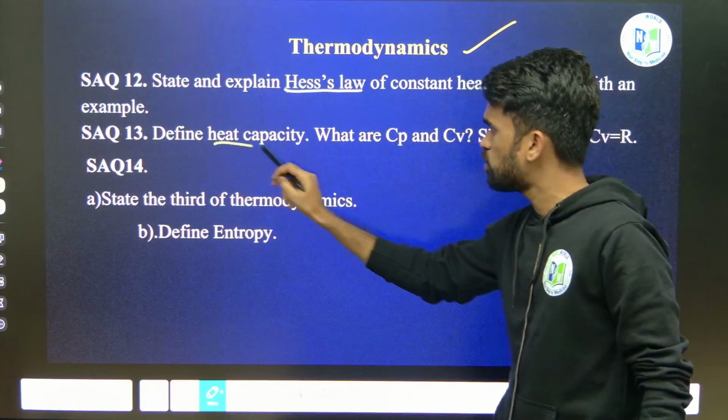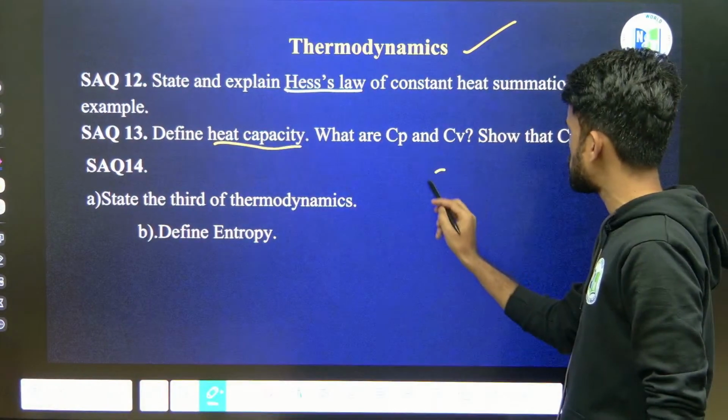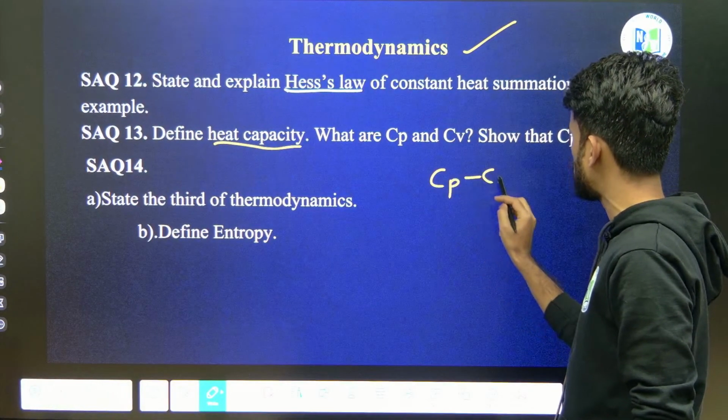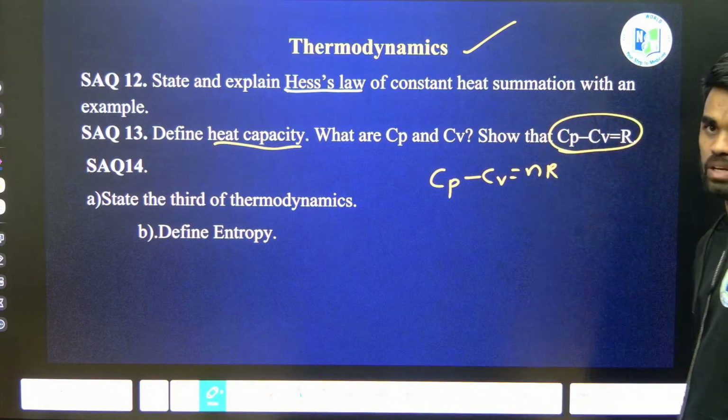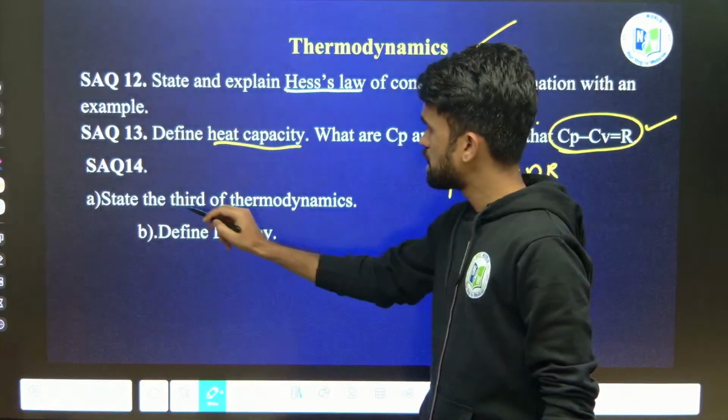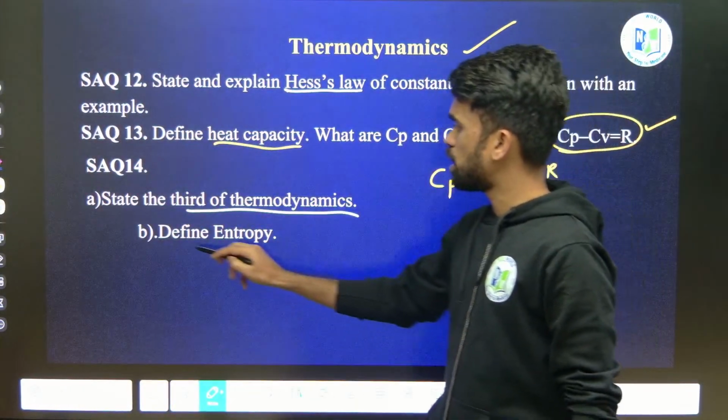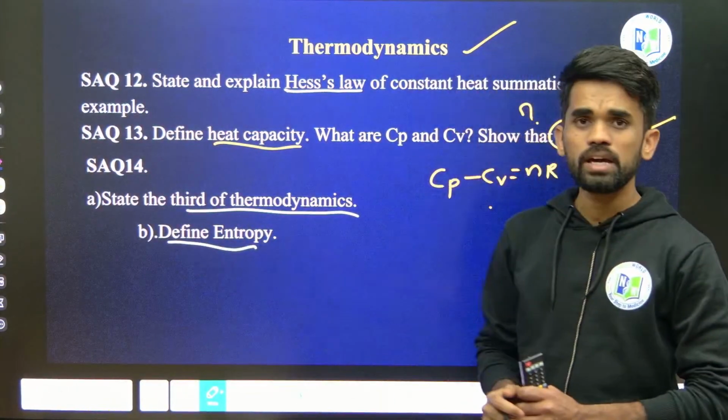And the next, what do we mean by heat capacity? What is the relation between Cp and Cv? Cp minus Cv equals nR, or Cp minus Cv equals R for 1 mole. So we need to show how this equation is obtained. And one more question is, state the third law of thermodynamics and define entropy. So these are the 4 marks questions from thermodynamics.